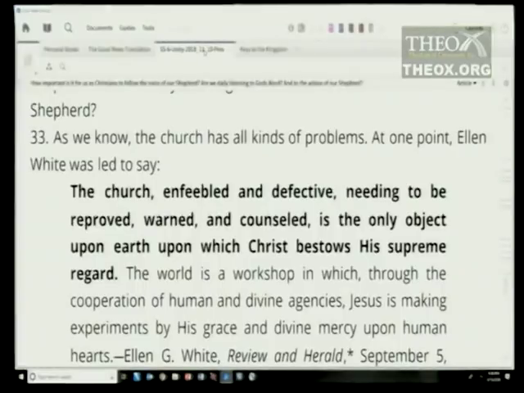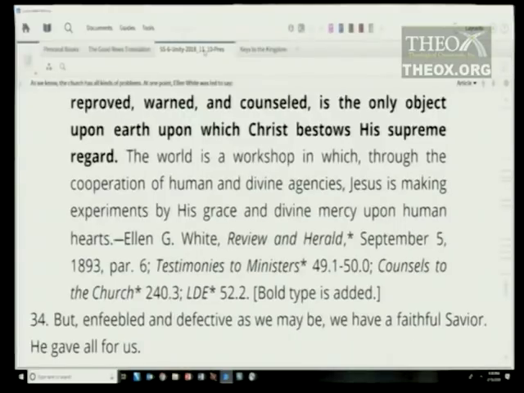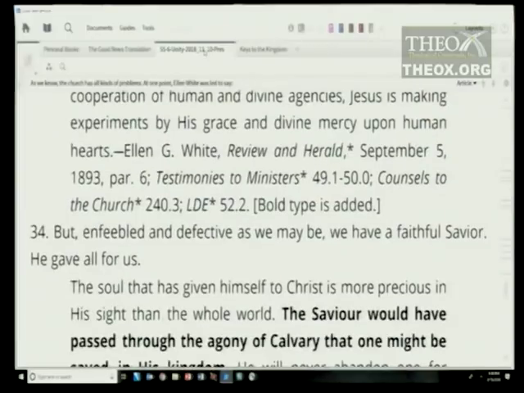The church, enfeebled and defective, needing to be reproved, warned, and counseled, is the only object upon earth upon which Christ bestows his supreme regard. Wonderful. The world is a workshop in which, through the cooperation of human and divine agencies, Jesus is making experiments by his grace and divine mercy upon human hearts. Ellen G. White, Review and Herald, September 5, 1893. Oh, wow.